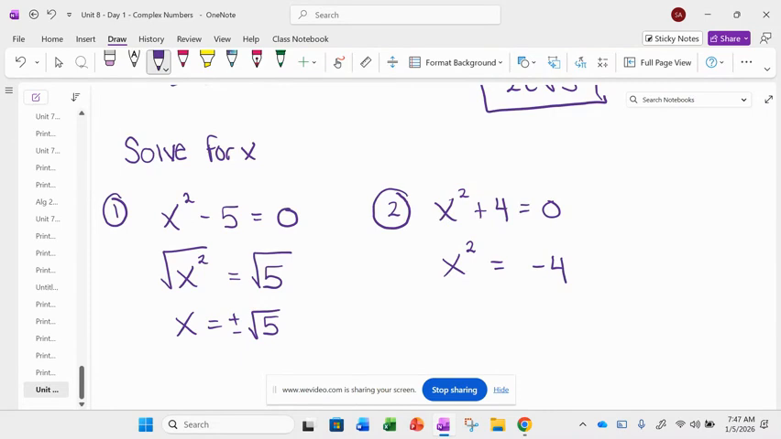Now, in the past, we'd be like, oh no, can't solve this. There's no real number solution. But now that we've introduced the imaginary numbers, we can have a solution. It just won't be a real number. It will be an imaginary number. So we're going to do the same thing. We're going to square root both sides, and same idea. Now that we're solving, we have to account for the positive and negative versions. And the square root of negative 4 is plus or minus 2i.